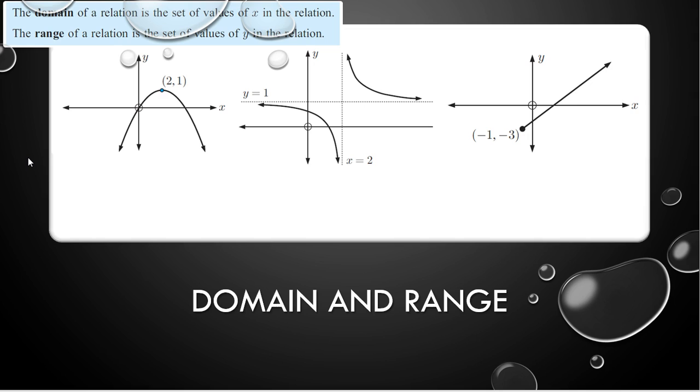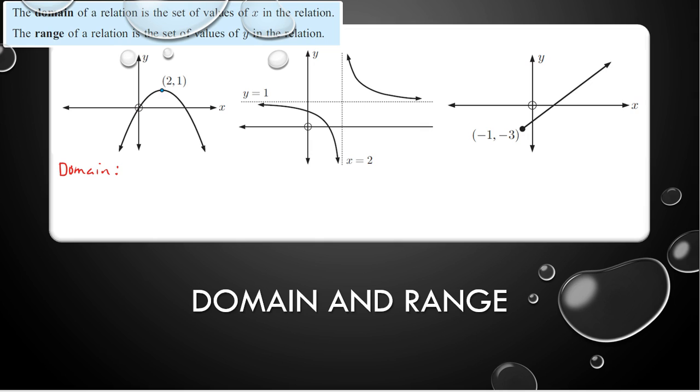Domain and range. Definition: the domain of a relation is the set of values of x in the relation. So we go first with the domain. For this example that I have here, the domain, I will put it D. I will write it this domain. Okay, let's see. All x, values of x in the relation.